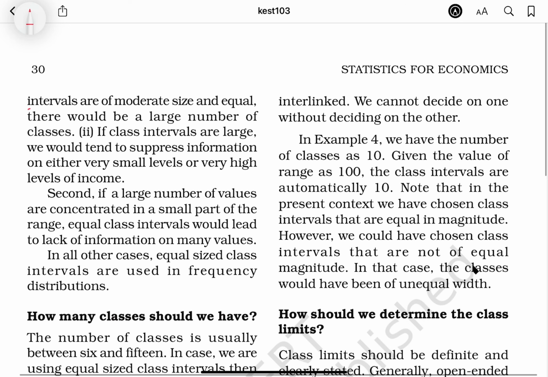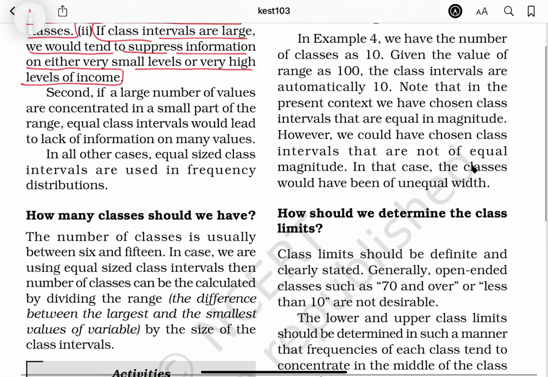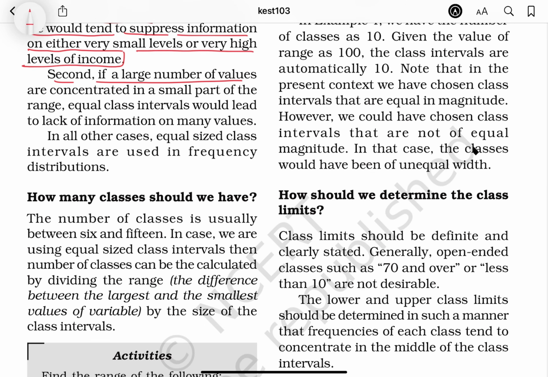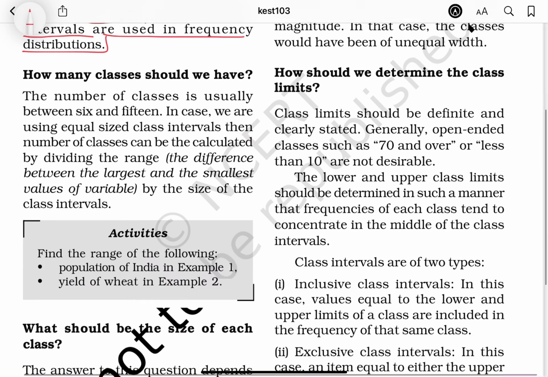if the class intervals are of moderate size and equal, there would be a large number of classes. If class intervals are large, we would tend to suppress information on either very small levels or very high levels of income. Second, if a large number of values are concentrated in a small part of the range, equal class intervals would lead to lack of information on many values. In all other cases, equal sized class intervals are used in frequency distributions.